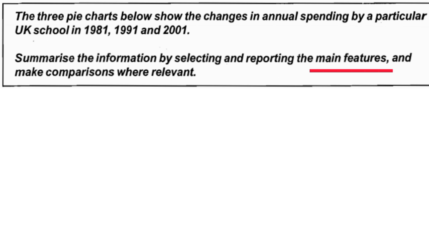And next is, and make comparisons where relevant. Another mistake people make is they just start making comparisons everywhere. There are either too short comparisons or too many comparisons, but here it is mentioned where relevant. It means that the examiner himself wants you to make only relevant and limited comparisons. Don't make too many comparisons, and at the same time don't make too short comparisons.